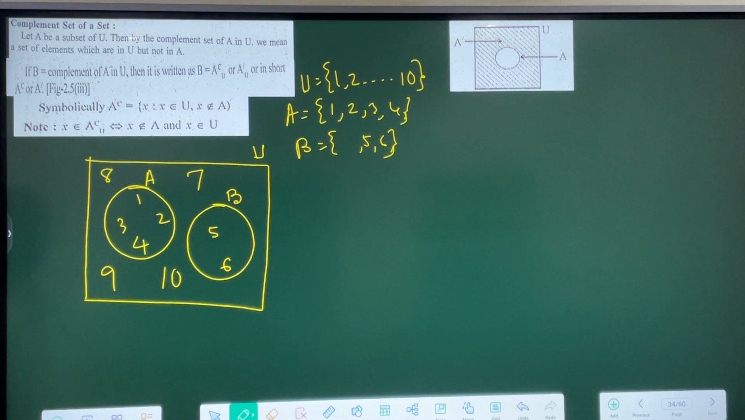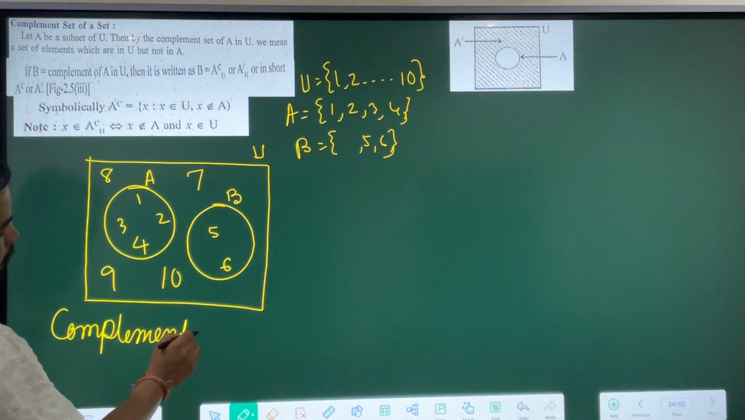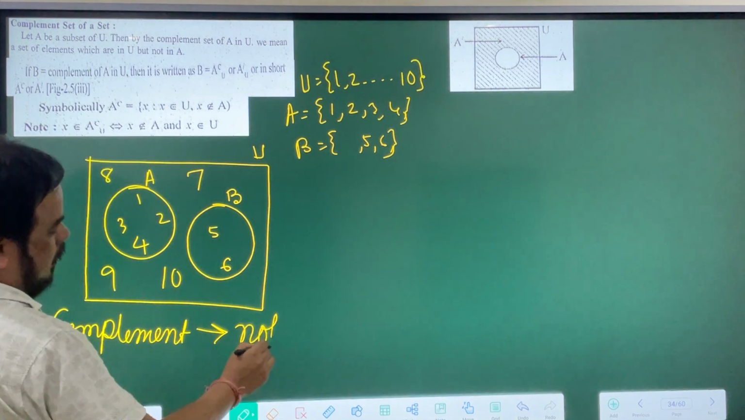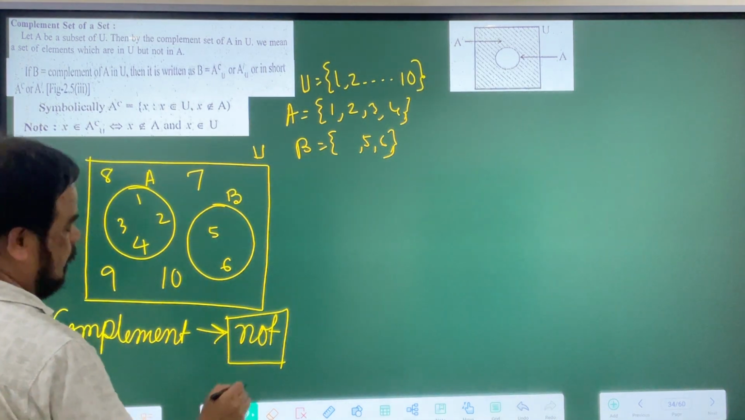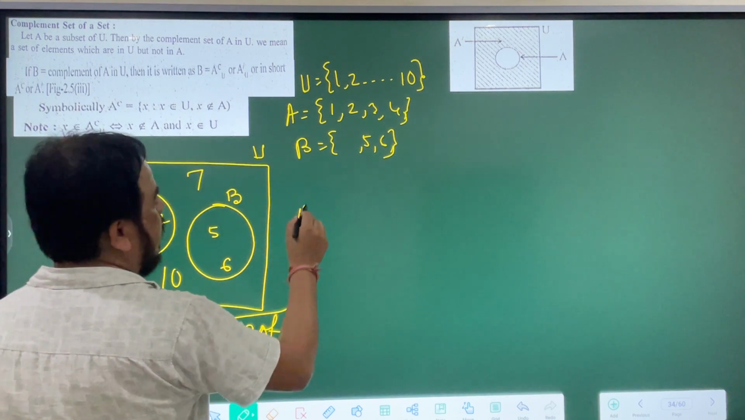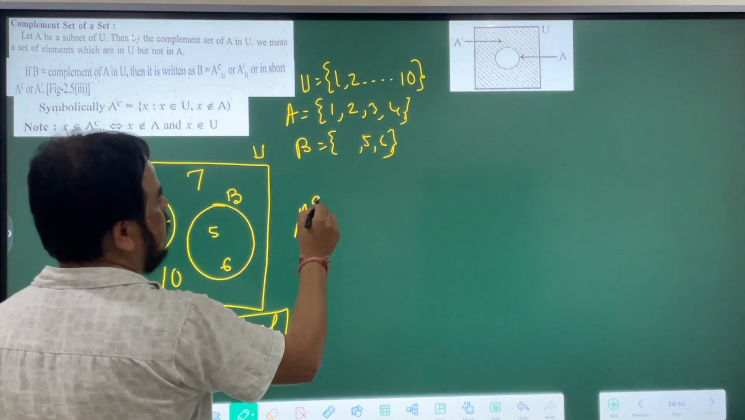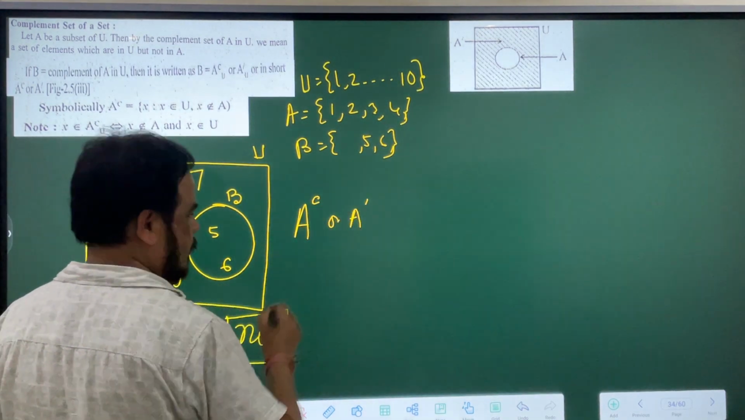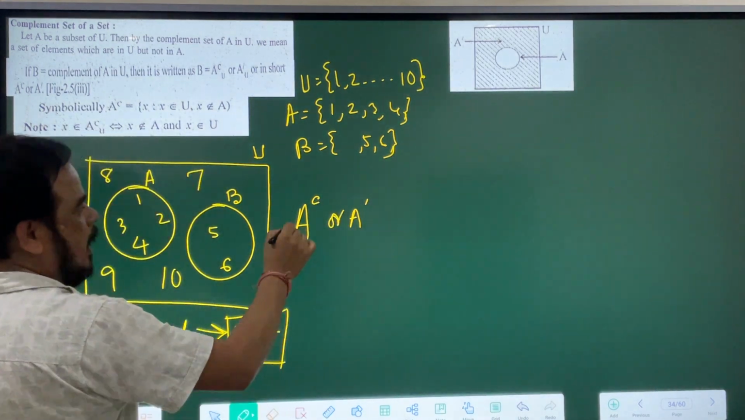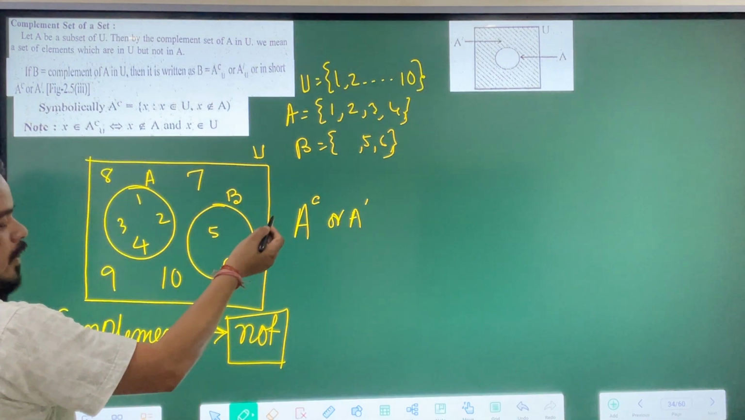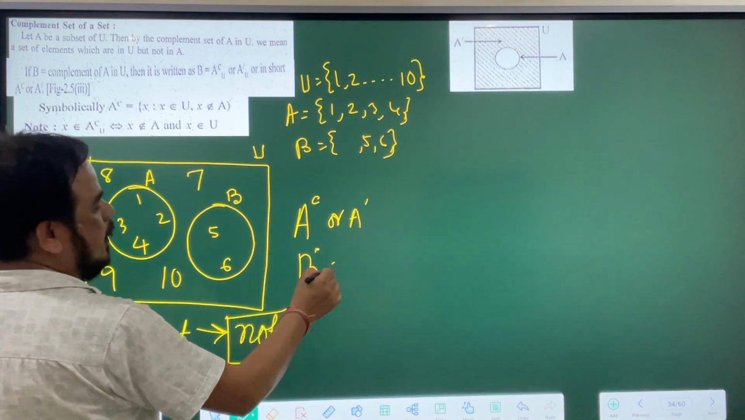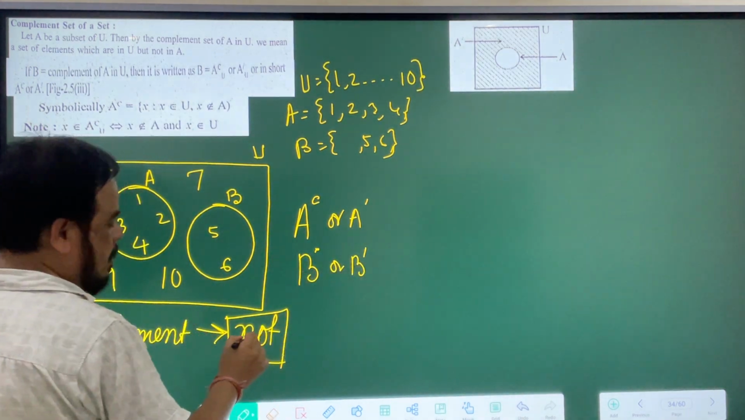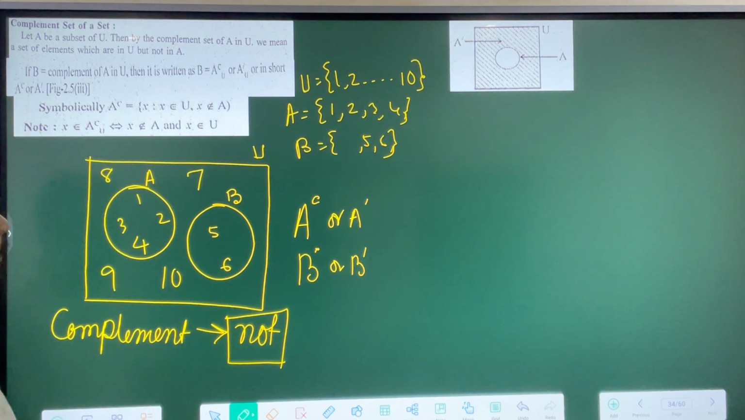Now, complement set of a set. So what is the complement? Complement means not. Remember that is not. So if it is a complement, the symbol is either this or you can write a dash. Anyone can be used. A complement means not A. B complement means not B. Remember this word, not. Complement means not.